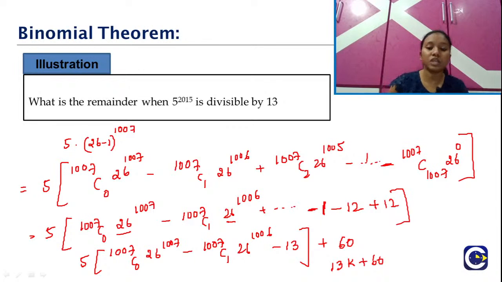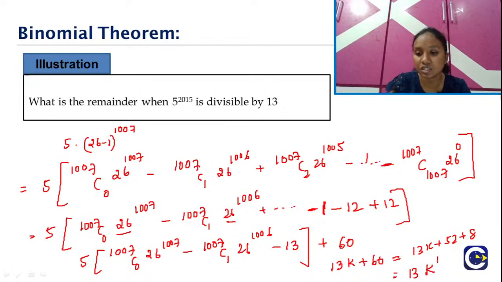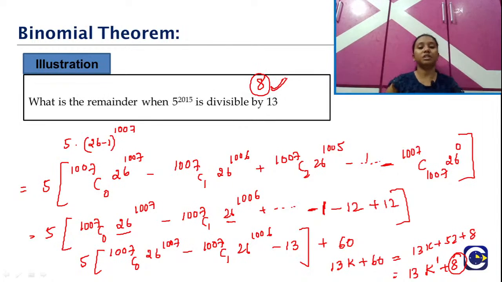Even this 60 can also be divisible by 13. That means 60 can be written as 13k plus 52 plus 8, where 52 is divisible by 13. That means 13 times the entire thing, I am just taking k dash, plus 8. That means the remainder when we divide this 5 power 2015 by 13 is 8. So this will be the way of finding the remainder while dividing a number with another number using our binomial concept.